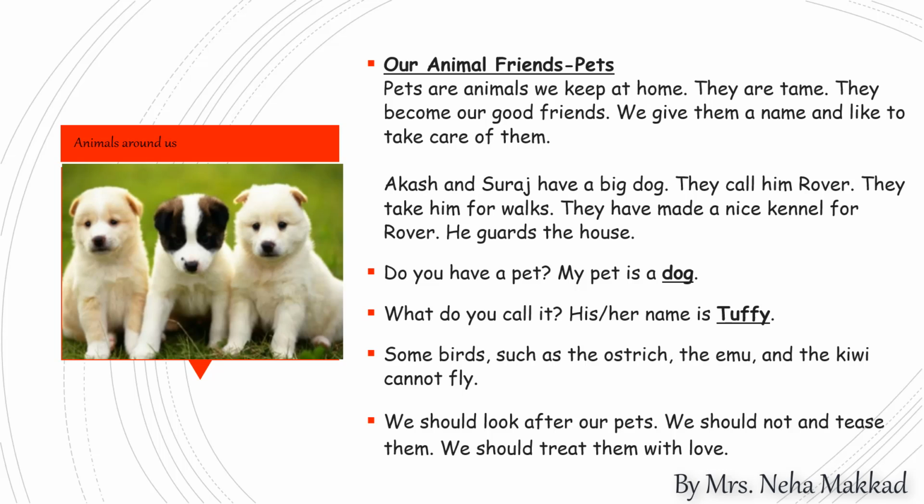So now here's a small story about two friends, Akash and Suraj. They have a big dog. And what is the name of the big dog? They call him Rover. Rover is the name given to the dog. They take him for walks. So as I told you that they are trained animals, they are tame animals. So they are taken for walks so that they do not litter in the house. They have made a nice kennel. Now children, kennel is a small house in which the animal lives. So a dog house is a kennel.